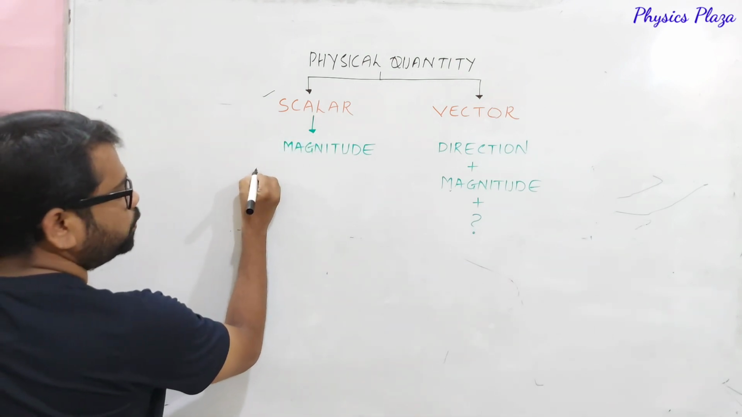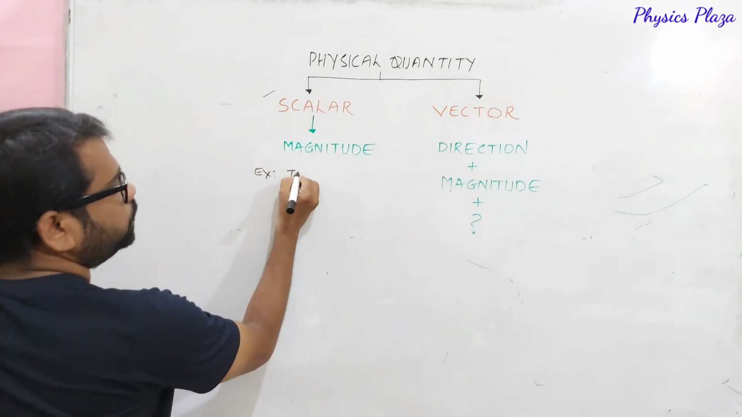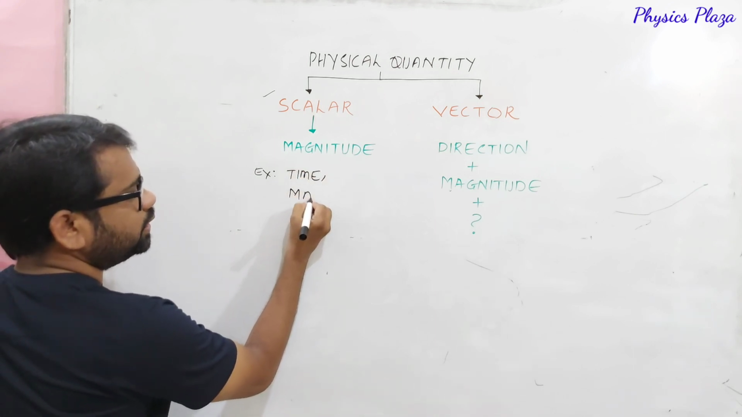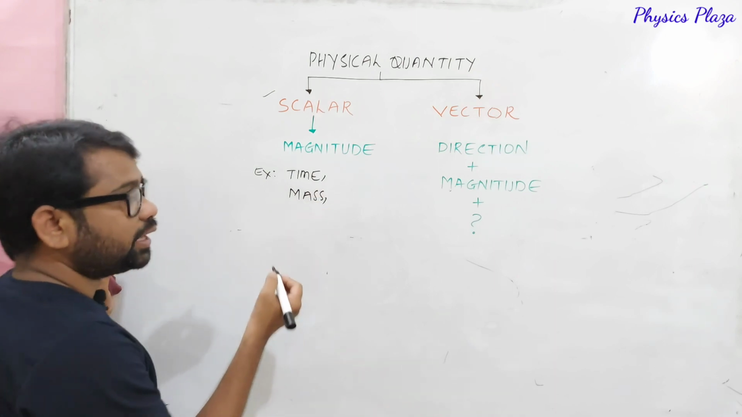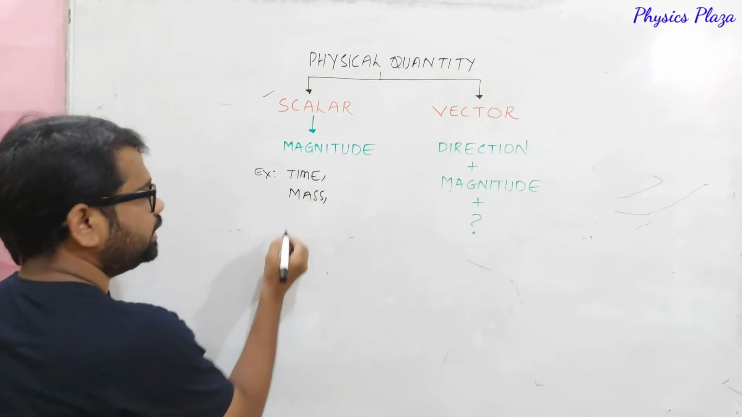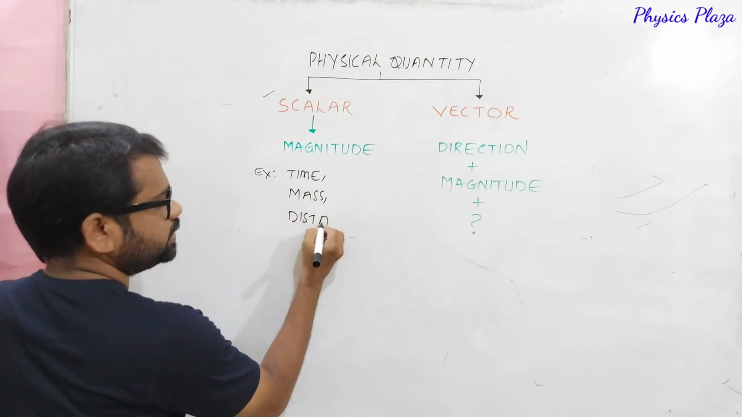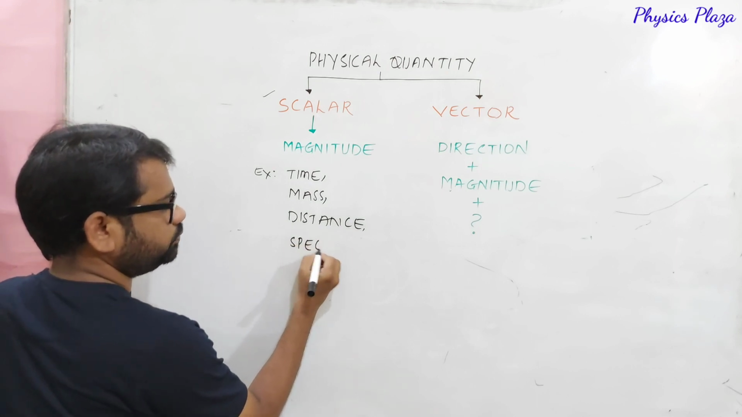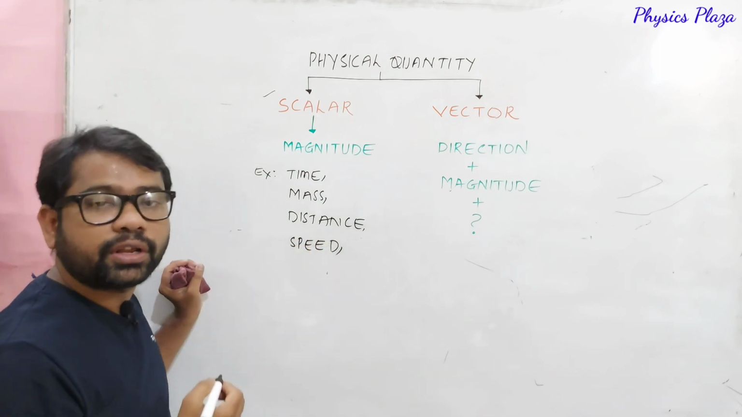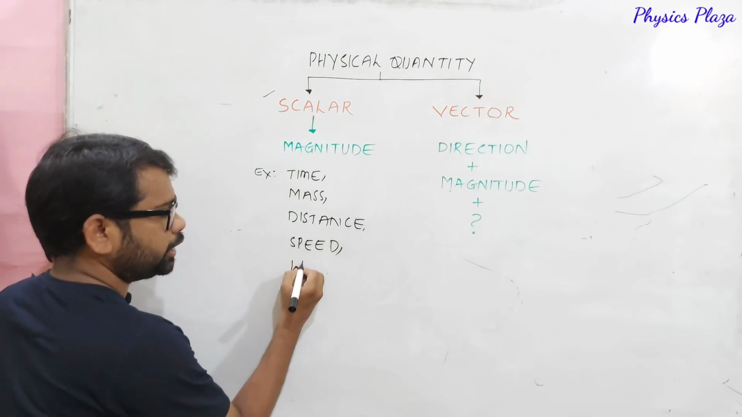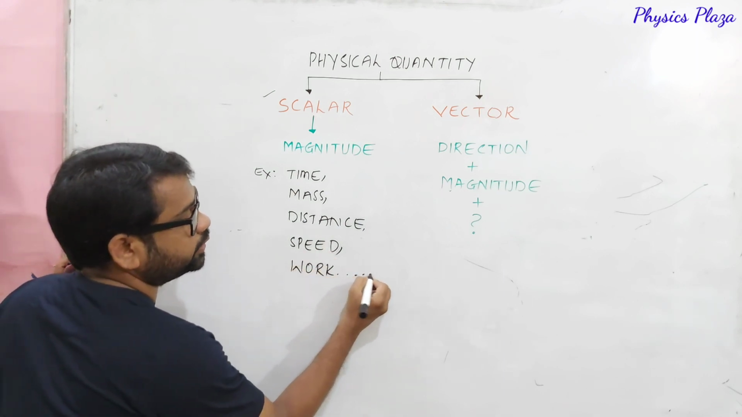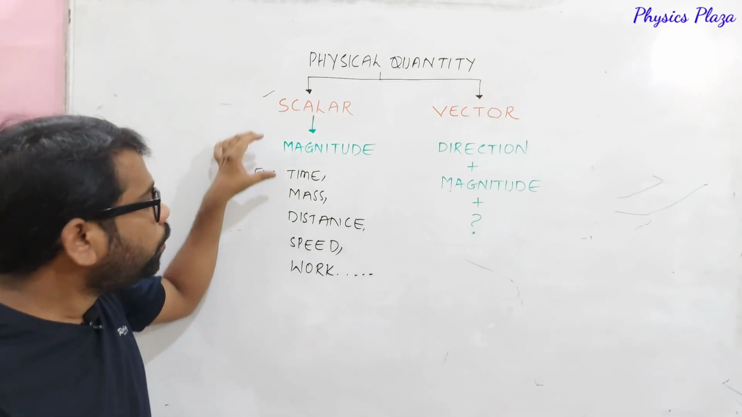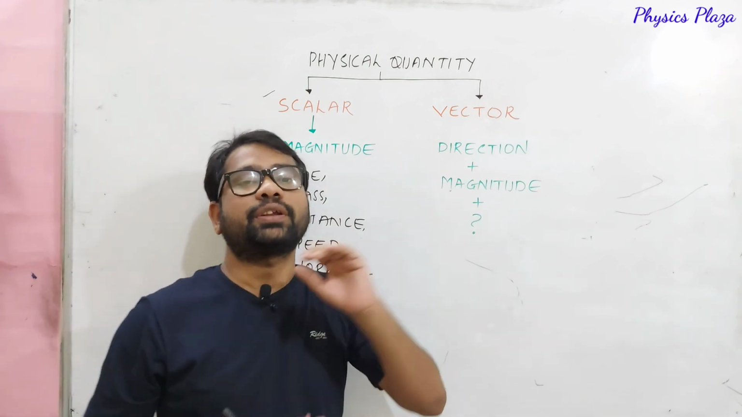For example, as we spoke about time, let us take. To describe time, dear children, direction is not important, and even mass, direction is not important. You can take a distance, as I said, let us take height is a distance only. So here distance comes under the scalar group only. Even speed is also a scalar quantity only. And you can take work, power, energy, many things are there. So these are the physical quantities which have only magnitude. Here direction is not important.